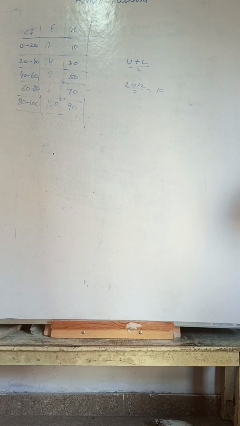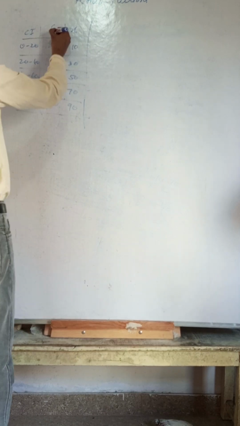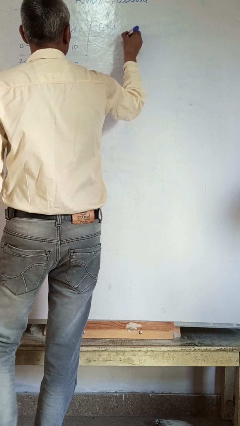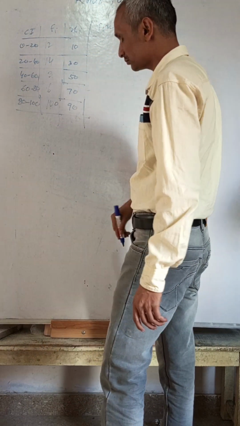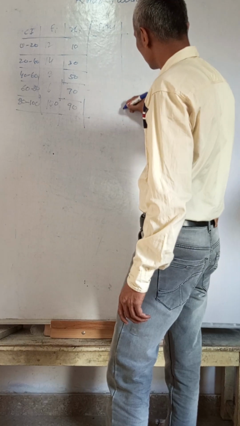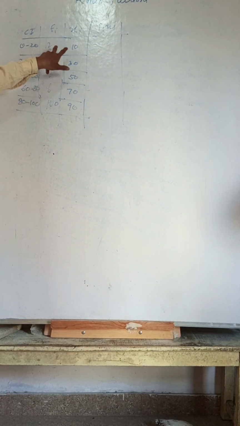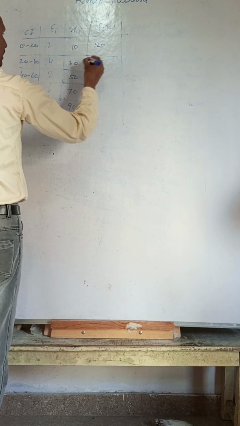Now you are going to find the Fx. Fx means it is limit I. Fi xi. So here written Fi xi. What is the Fi xi? Fi xi means multiplication of these two numbers. So 12 into 10, 120.